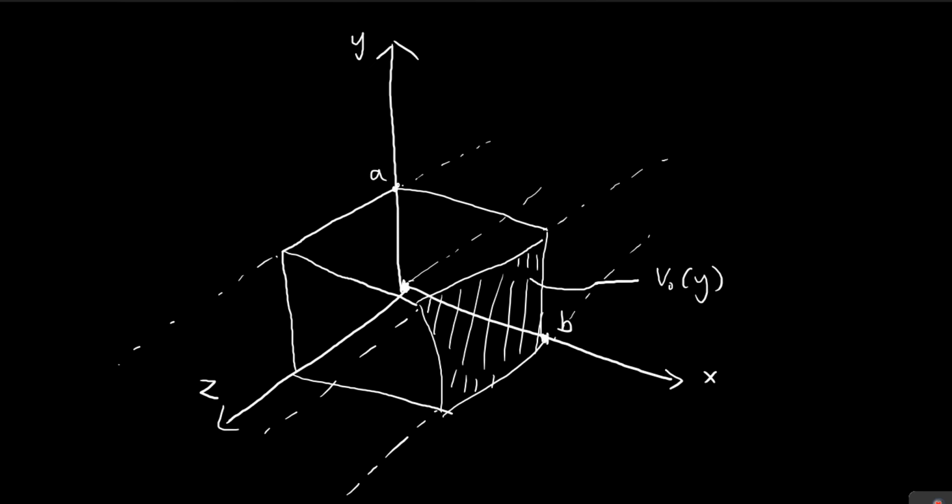So in this problem, we have an infinitely long metal pipe, and these three sides, the uncolored sides, are all grounded, so they all have a potential of zero. And this side has a potential that is a function of y, so the potential varies along this direction. So what we want to find is the potential inside this pipe.